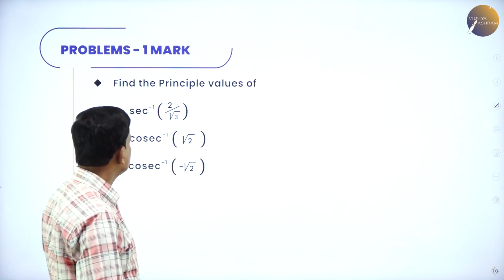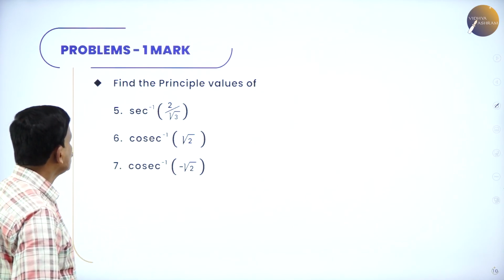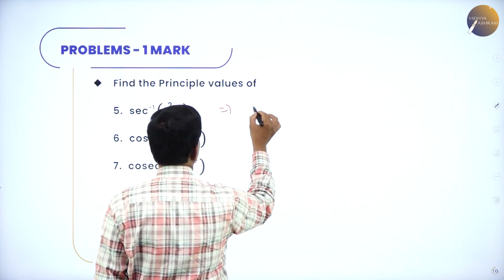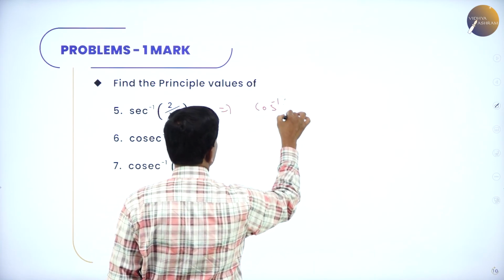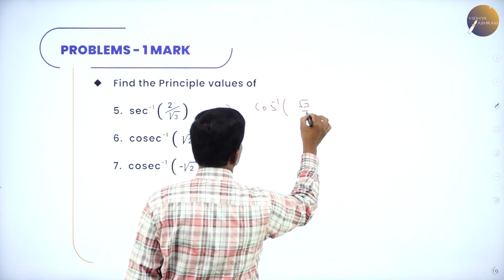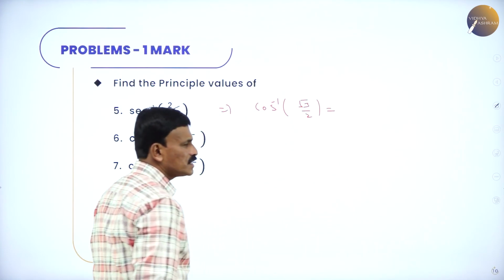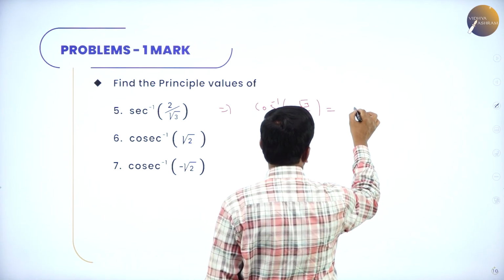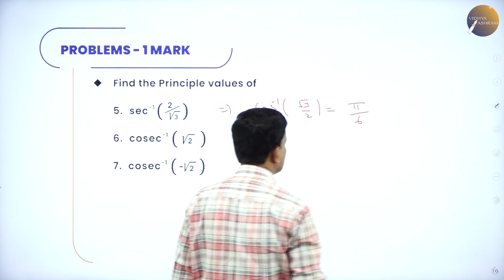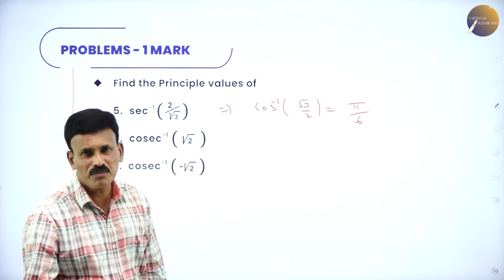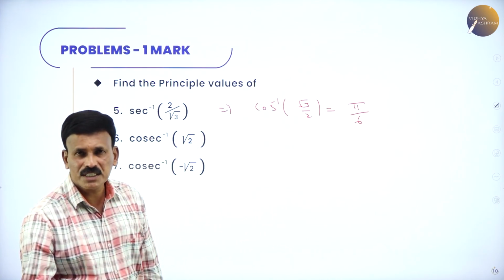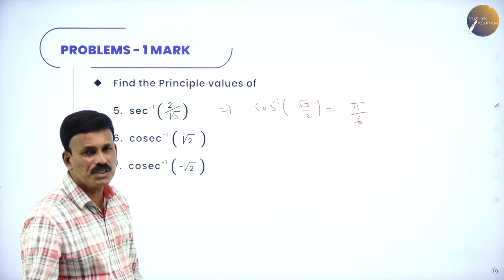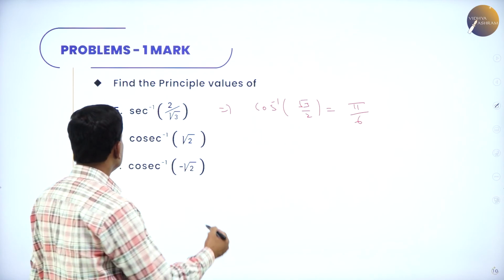Now come to the next. Find the value of secant inverse of 2 by root 3. Same, this can be written as cos inverse of root 3 by 2. Cos inverse root 3 by 2 is nothing but 30 degrees, which is pi by 6 radians. Sin 30 is 1 by 2, cos 30 is root 3 by 2. So cos inverse root 3 by 2 is 30 degrees, pi by 6 radians.